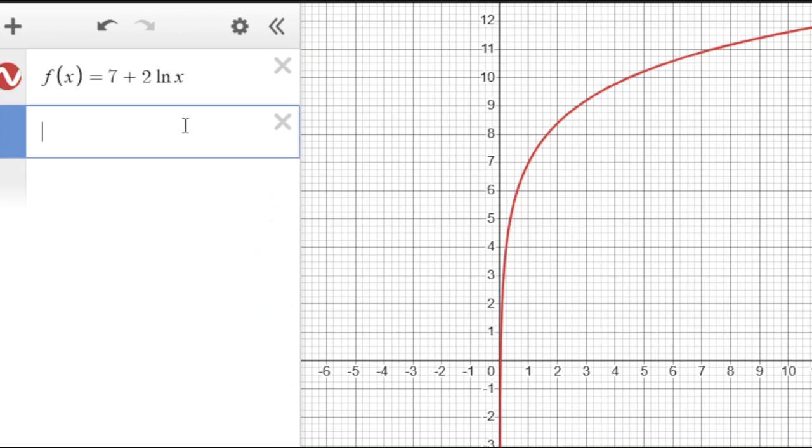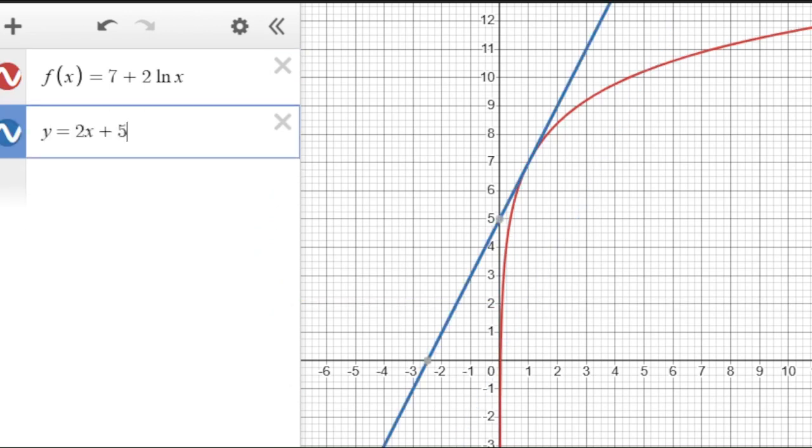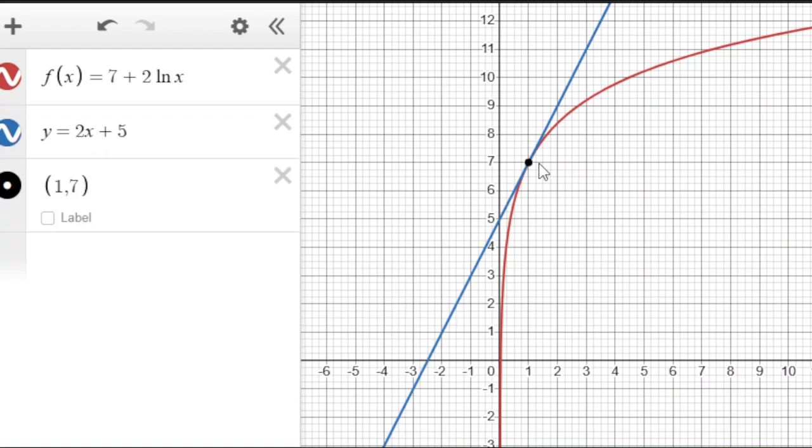In fact, let's check that. Let's type y equals 2x plus 5. And notice, yeah, that is the tangent line to the curve at x equals 1. This point (1, 7) is on the curve. There is the tangent line here to the curve.